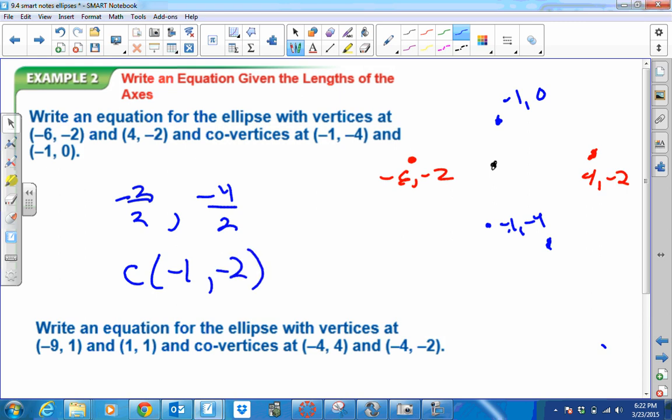Now look at these points here. My x-coordinate is the same as the minor axis, -1. That makes sense because it lies on that line, x equals -1. My y-coordinate lies on this line, y equals -2, and the y-coordinate is -2. So you can also just look at your graph and be able to figure out where the center of the ellipse is.